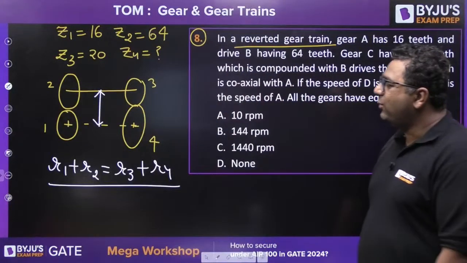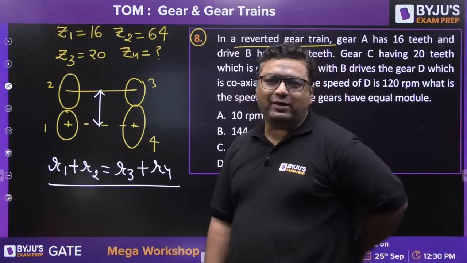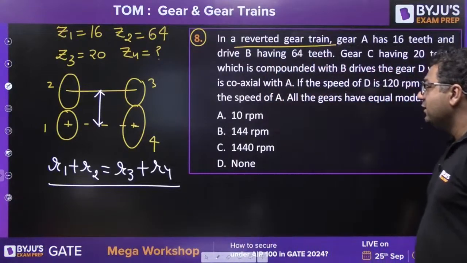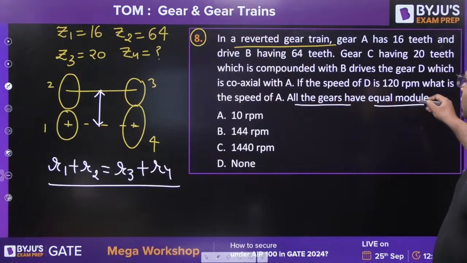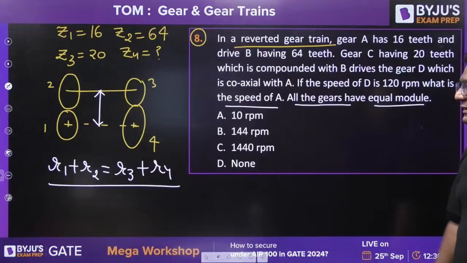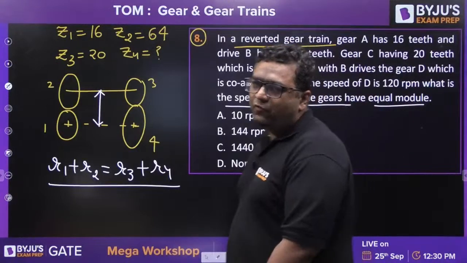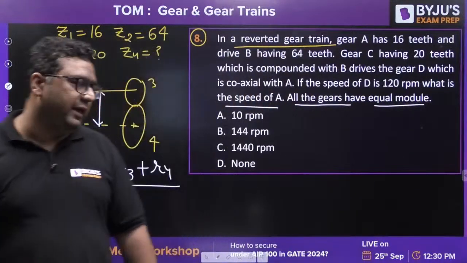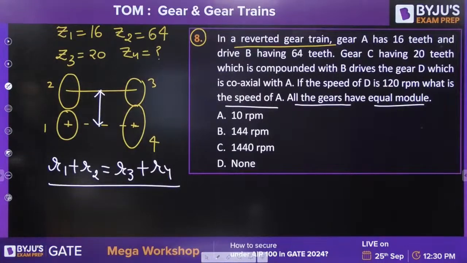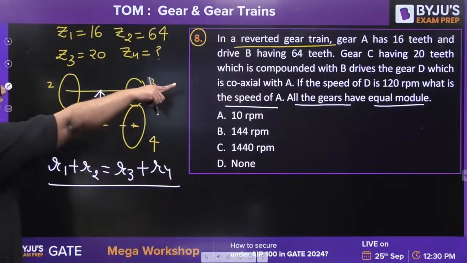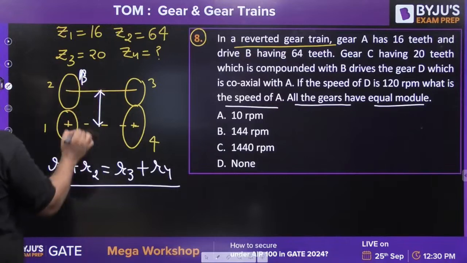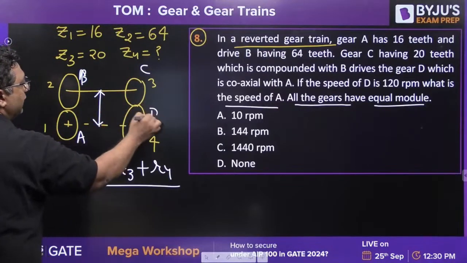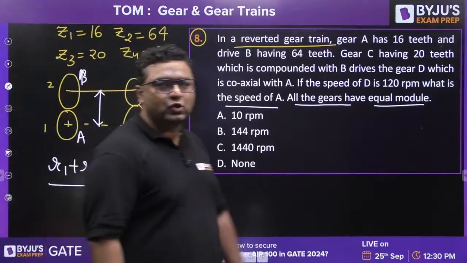So R1, R2, R3, R4. Kalpesh is saying Z4 is 60. Okay, so you need to find out, given that all the gears have equal module, what is the speed of A? So this is the reverted gear train. You need to find out the speed of gear A. Speed of D is 120 RPM, given to us. You can write it as B, A, C and D. Yes, solve it.